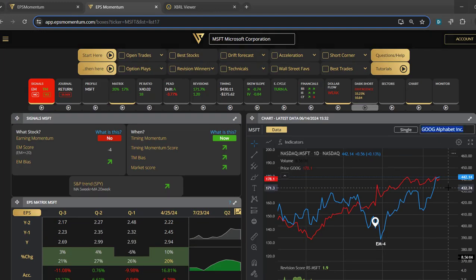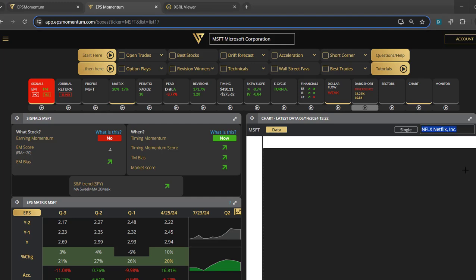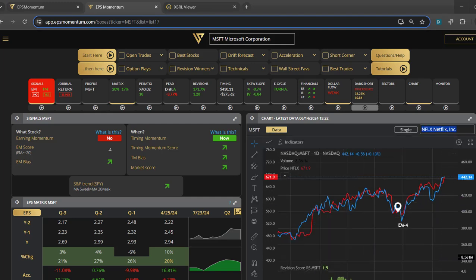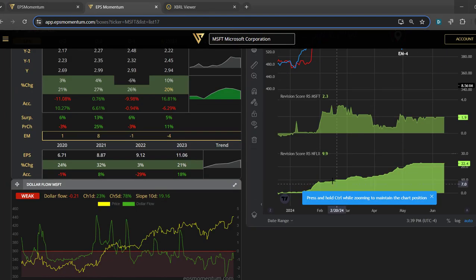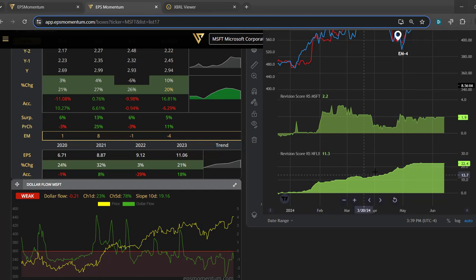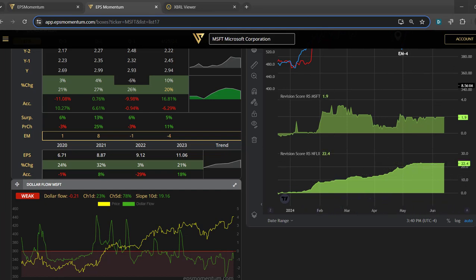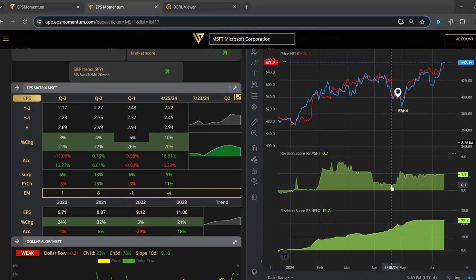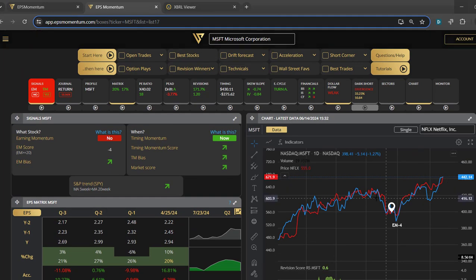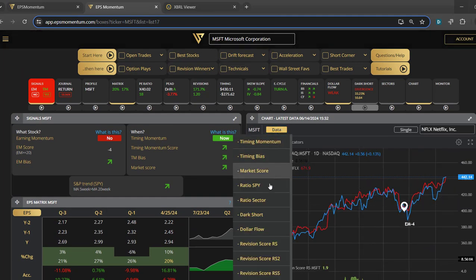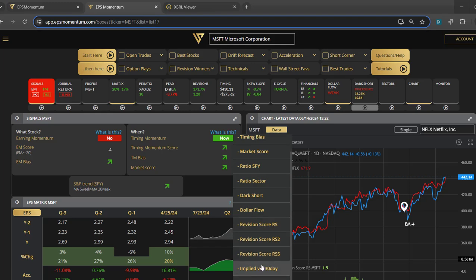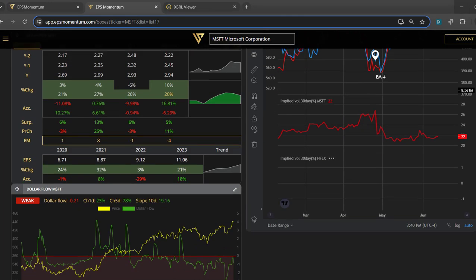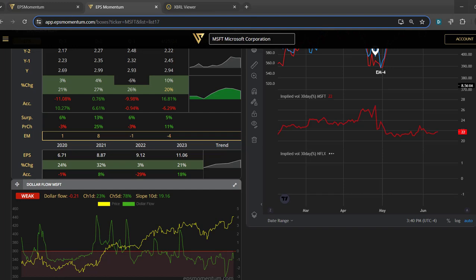I can compare to Netflix, for example, and see the difference. Right, and you can see how Netflix has had a more consistent upward sloping revisions than Microsoft. And again, I can switch to implied volatility, 30 days, for example, and I get the answer. Maybe take some time here.